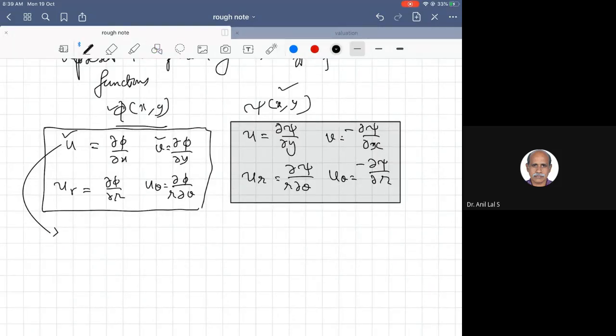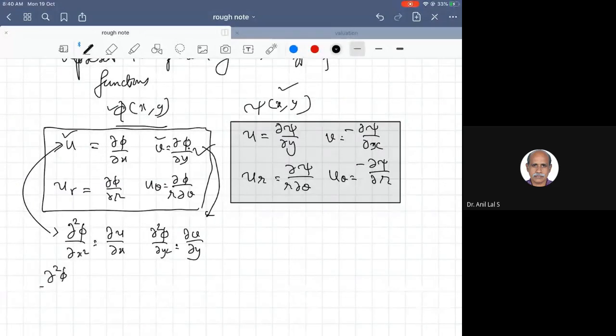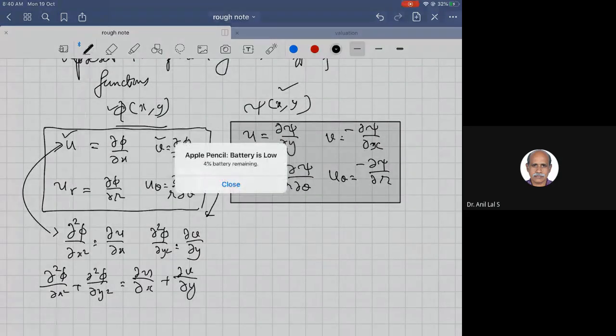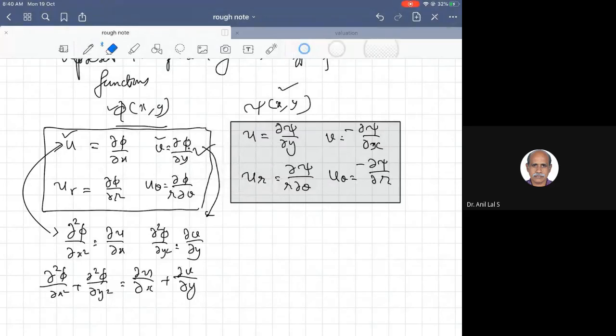And with respect to phi of xy, you know, dou squared phi by dou x squared is equal to dou u by dou x. And this one, dou squared phi by dou y squared is equal to dou v by dou y. Differentiating this one with respect to x and this one with respect to y, dou squared phi by dou x squared plus dou squared phi by dou y squared is equal to dou u by dou x plus dou v by dou y. And this is the continuity equation and equal to 0. So because of del dot u equal to 0, del squared phi is equal to 0. That is incompressible continuity.